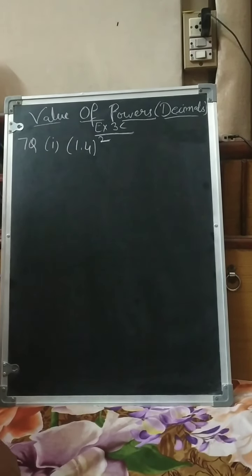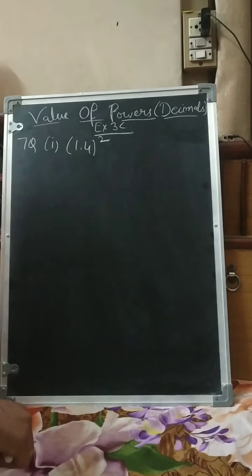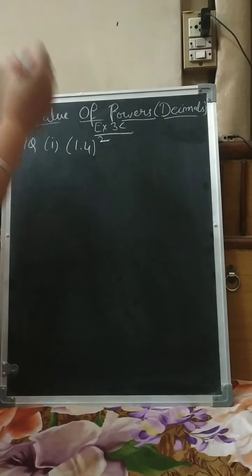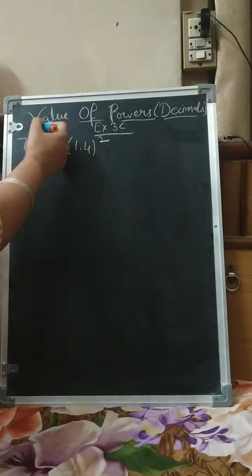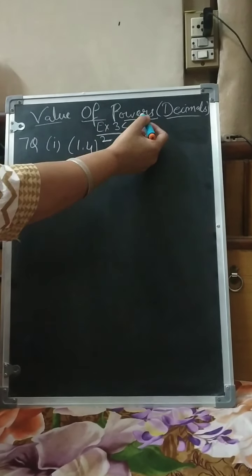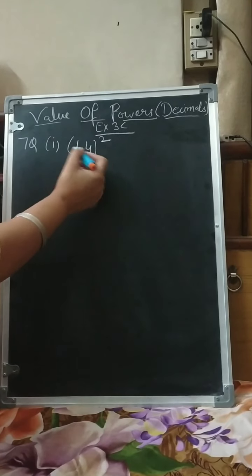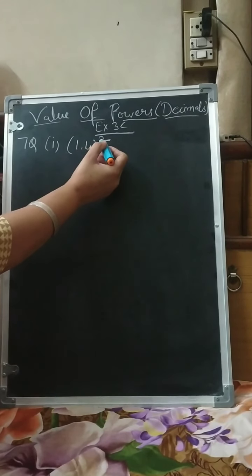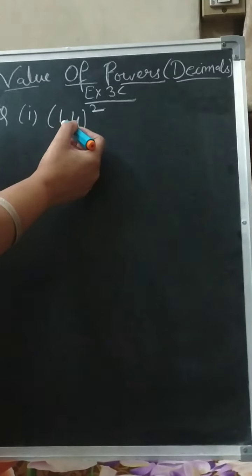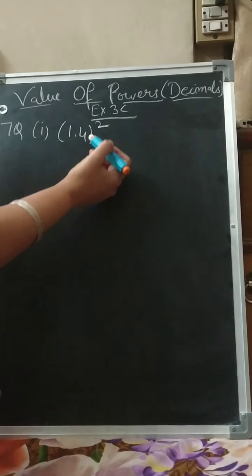Good morning, students. So already we have started multiplication of decimals. Under that, today we will learn how to solve value of powers. Exercise 3C, 7th question, first part. So this is the question 1.4 power 2. It is called 1.4 square also.